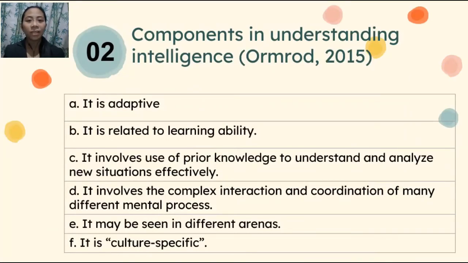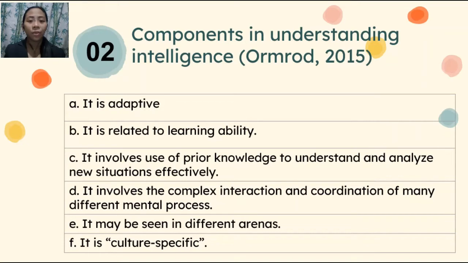Next are the components of understanding intelligence. A: It is adaptive. It involves modifying and adjusting one's behaviors to accomplish new tasks carefully. B: It is related to learning abilities.